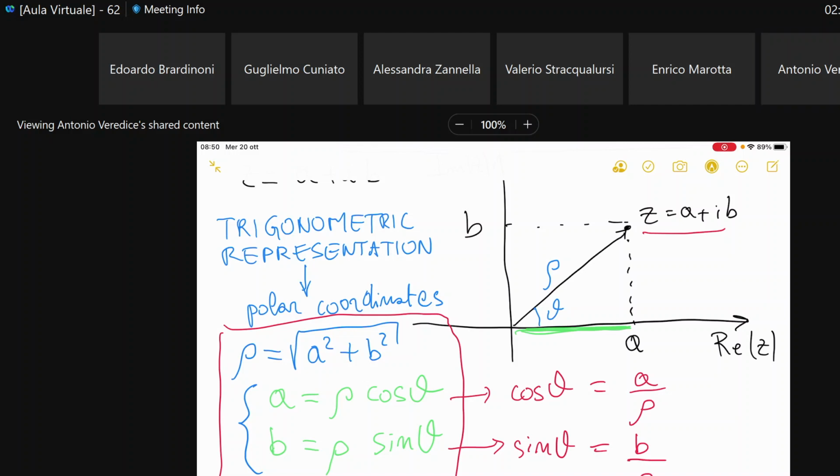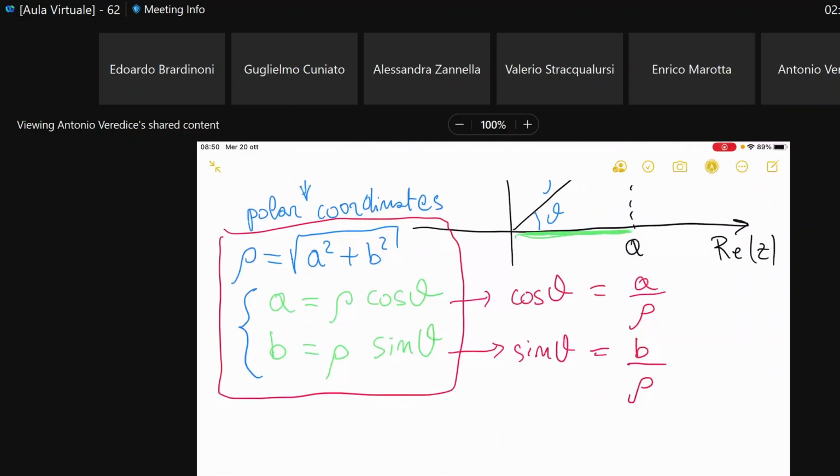Okay with this? Have you got questions on this? These are the two ways of representing complex numbers in the plane. Let's try to practice with it in a couple of exercises.